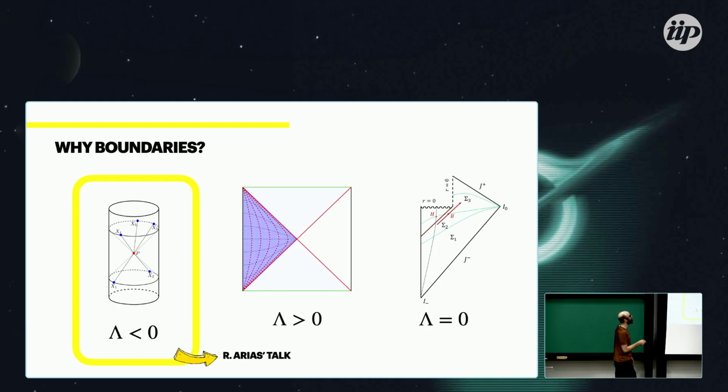Historically, boundaries appeared in trying to describe evaporating black holes in flat space. It appeared already many times in this workshop that the flat Schwarzschild black hole evaporates, and so its specific heat is negative. It's hard to understand thermodynamic systems with negative specific heat.